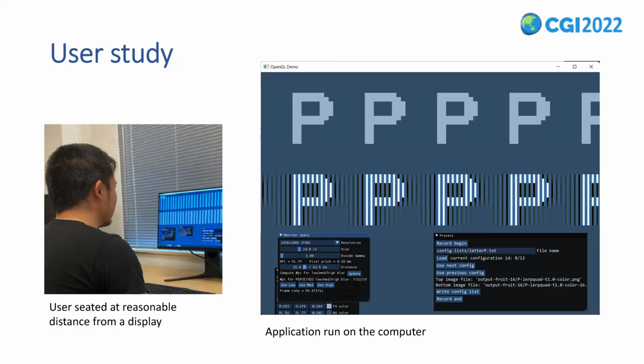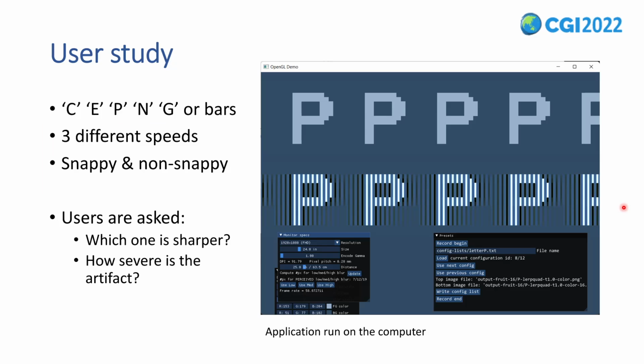We also conducted a user study to verify the effectiveness of our method in the human vision system. The user is seated in front of a computer display, where the screen shows non-pre-filtered content and pre-filtered content at the same time, both in motion with the same speed. The contents are randomly chosen from 5 letters, or simple vertical bars. For each content, there are 3 different speeds, and both snappy versions and non-snappy versions are shown, so 6 configurations in total for each content.